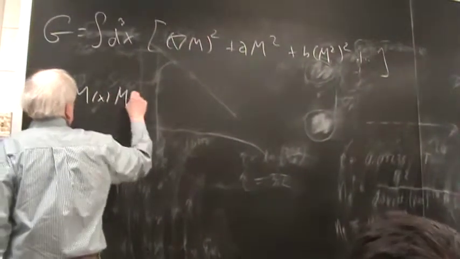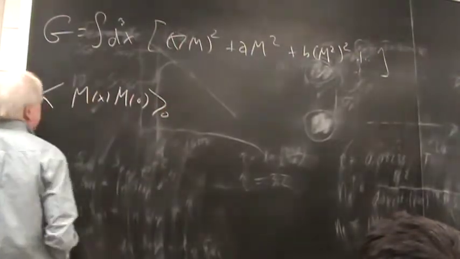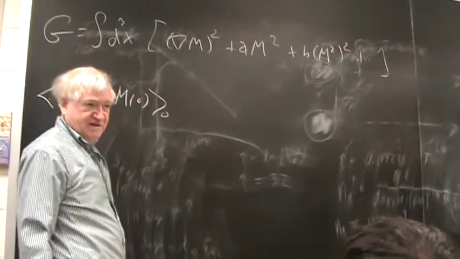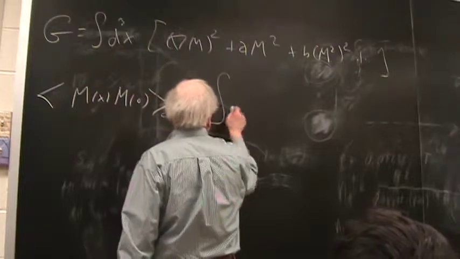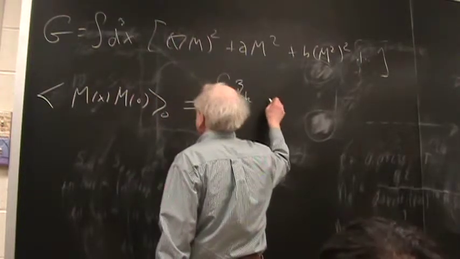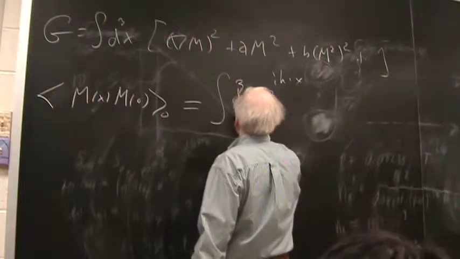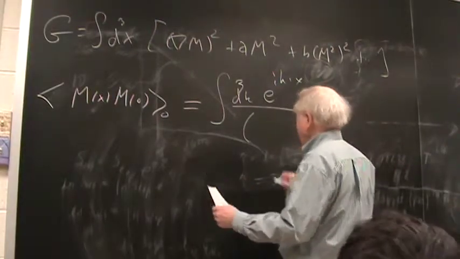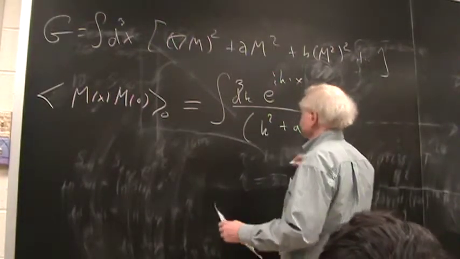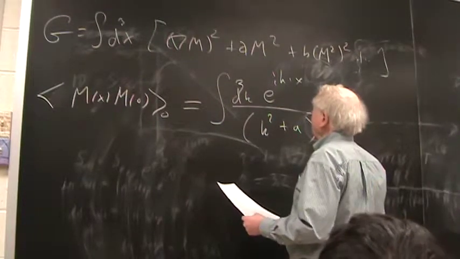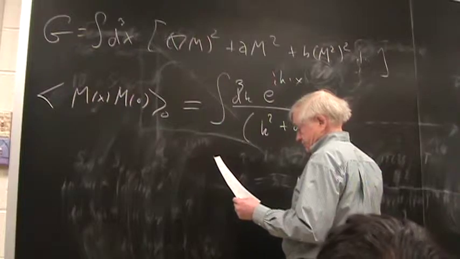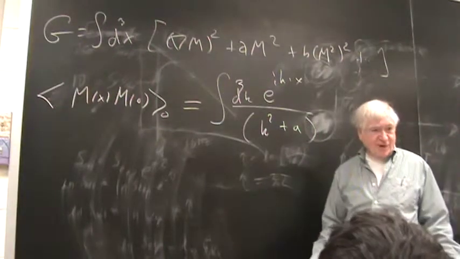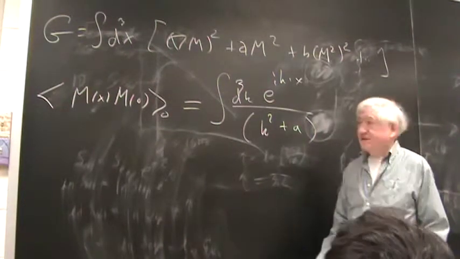In other words, m of x, m of 0 in the vacuum, and, well, I hesitate to call it a time-ordered product since we haven't done any time in there. But you can see that this is going to be essentially the integral d cubed k e to the i k dot x divided by k squared plus A. These are three spatial dimensions? Right. So are we neglecting the m to the fourth term? Yeah. When we do the propagator, we always neglect that. So it's just the ordinary scalar propagator. Right.